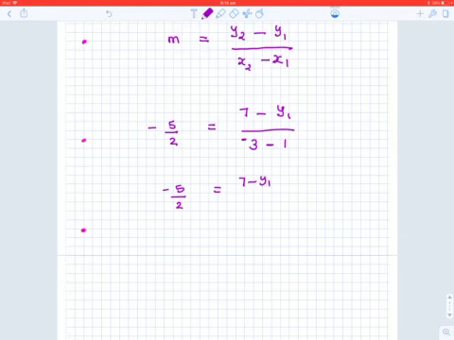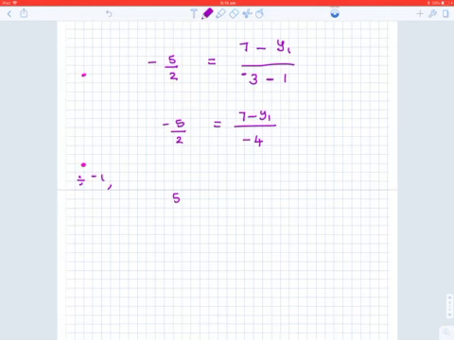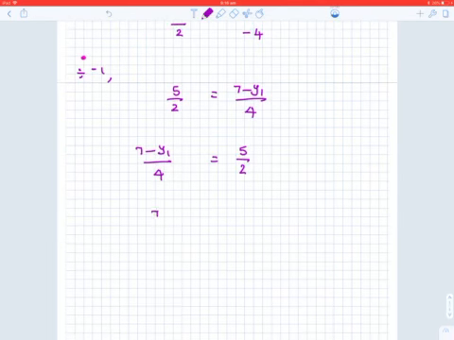Next, this is the equation, but we have to make it nice and tidy. If I do that, minus 5 by 2 equal to 7 minus y1 by, if we simplify the denominator, minus 4. Now I've made the equation, but I have to solve. For this, I'm going to divide by negative 1. If I do that, this becomes 5 by 2 equal to 7 minus y1 by 4, because that looks easier to solve.